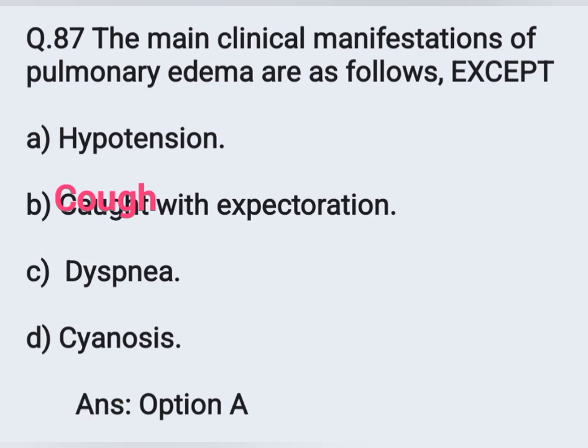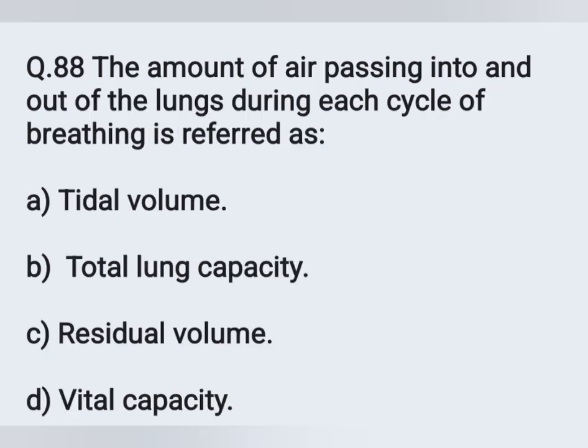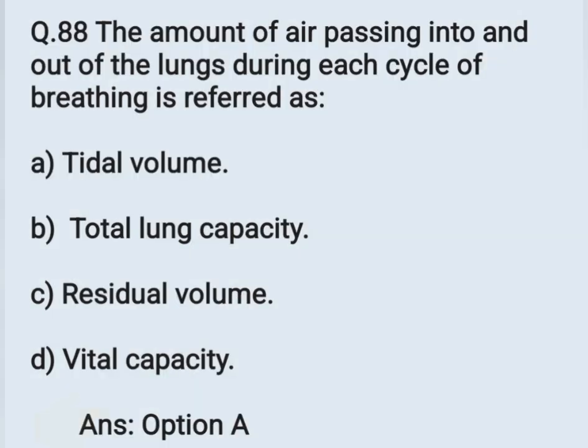And the next question, number 88. The amount of air passing into and out of the lungs during each cycle of breathing is referred to as. Options: option A, tidal volume, option B, total lung capacity, option C, residual volume, option D, vital capacity. The amount of air passing in and out of the lungs during each breath is termed tidal volume. Option A is the correct answer.